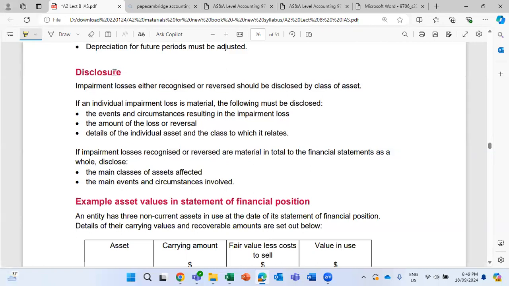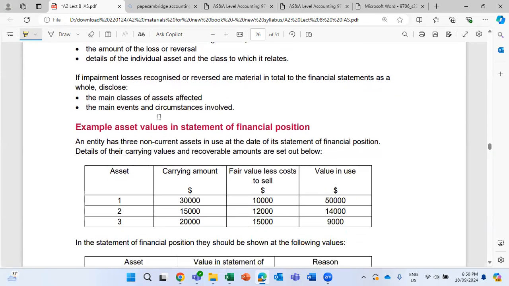So this part deals with disclosures. Impairment losses, either recognized or reversed, should be disclosed by asset category, by asset class. Now, here's the calculation bit. I will take you through this exercise. There are 3 assets here, so take each asset as a separate question.